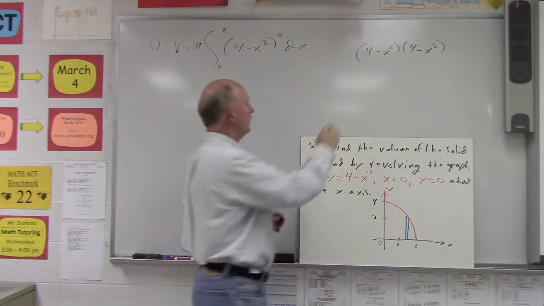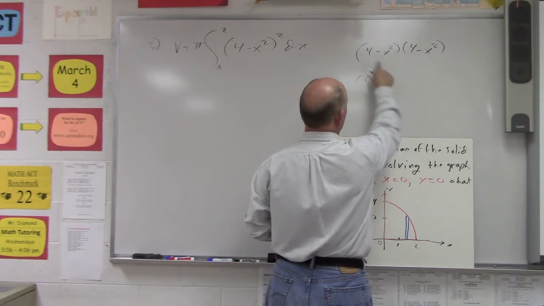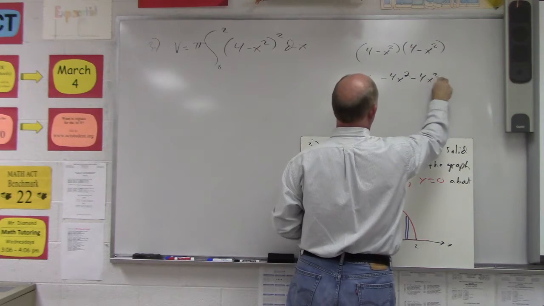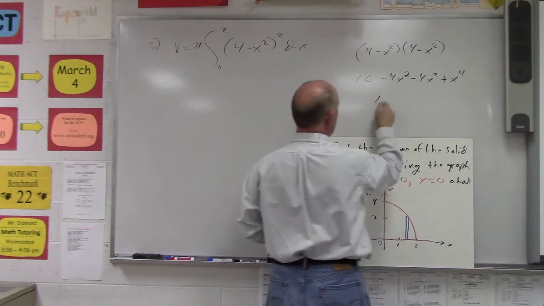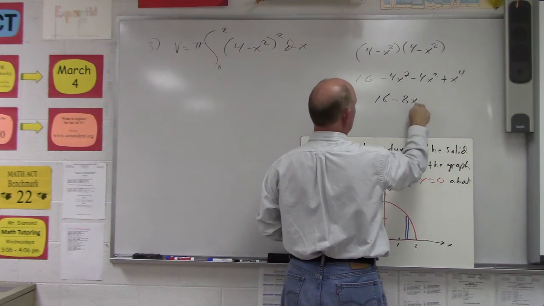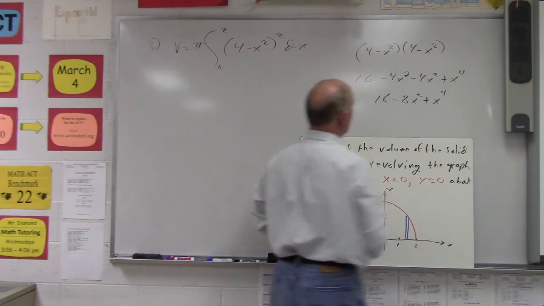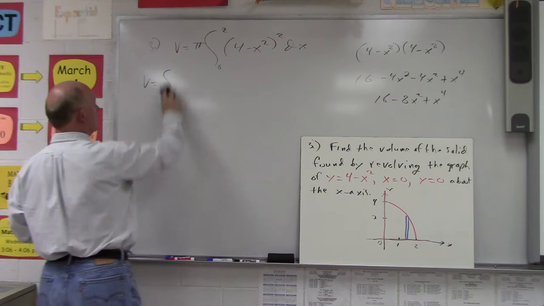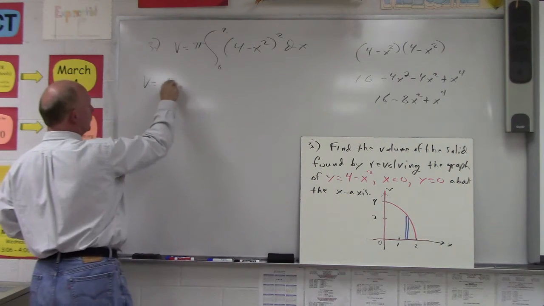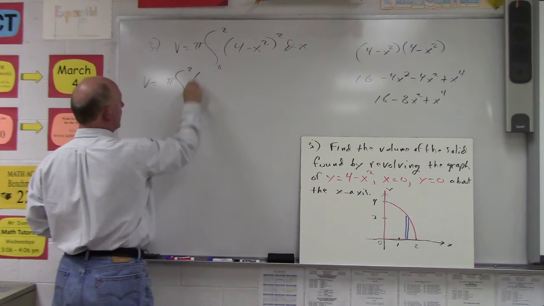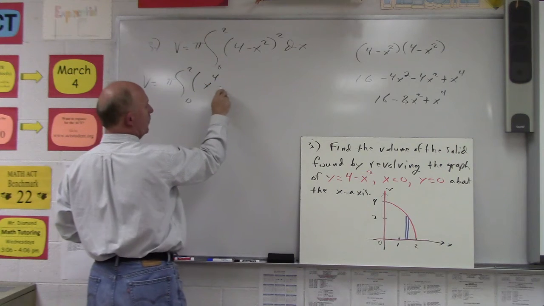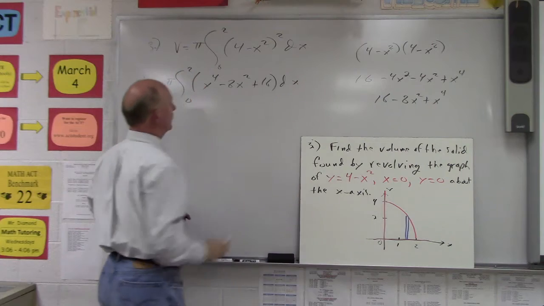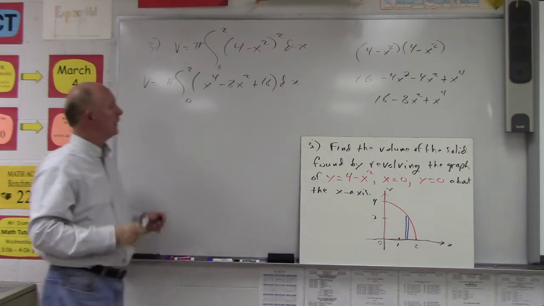All right. This will give us 16 minus 4x squared minus 4x squared plus x to the fourth, which becomes 16 minus 8x squared plus x to the fourth. So to describe our volume now, this will be pi. You've got to remember the pi. So pi integral 0 to 2 of x to the fourth minus 8x squared plus 16 dx. And we've already squared it, so that's taken care of.